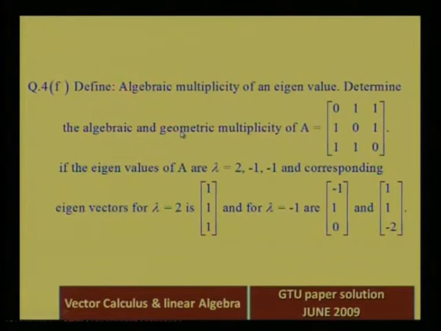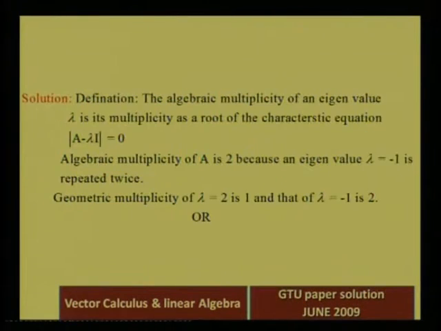So here is the definition. First, the algebraic multiplicity of an eigenvalue lambda is its multiplicity as a root of the characteristic equation, determinant of A minus lambda I, that is equal to 0.